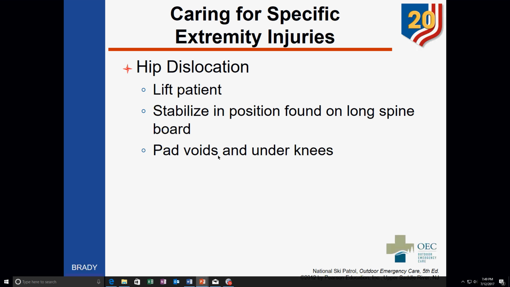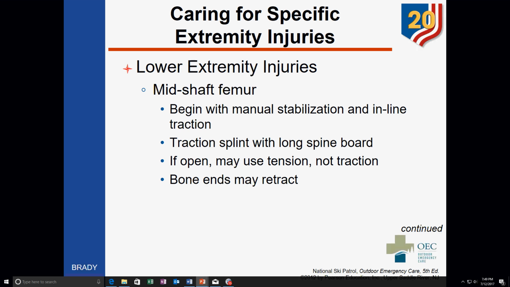Stabilize hip fractures, pad voids under knees. Anytime you put somebody on a backboard, or anytime you're attempting to stabilize an injured area, don't leave any air in there so that they can move around or might exacerbate the fracture. Just put the padding on there. It's almost like if you packed it in a pillow. You just want to make sure you don't compress it, but you want to stabilize it.